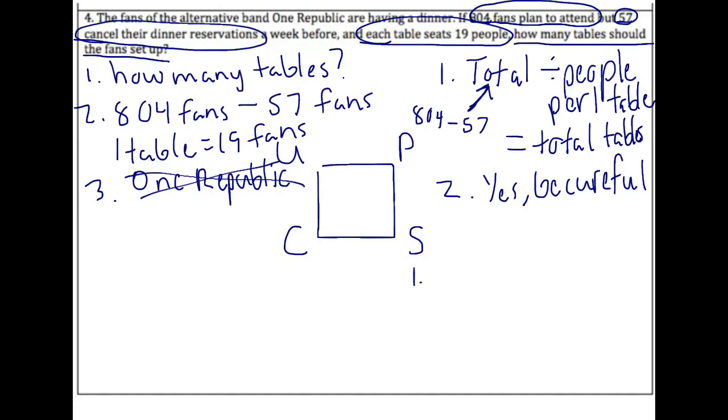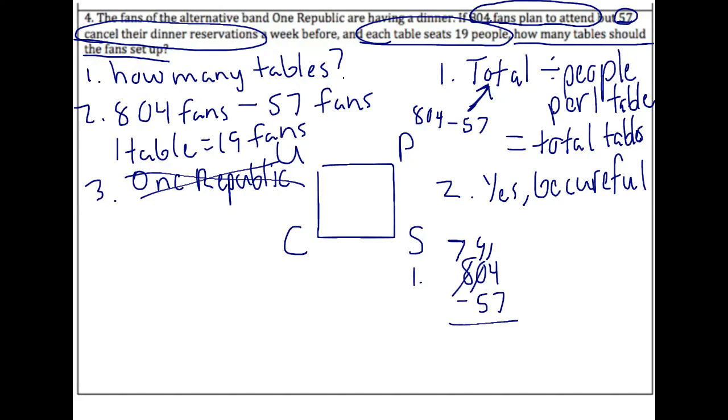So I'm going to put number 1 here. First thing I'm going to do is take 804 minus 57. So we're going to have to subtract those to figure out what's our actual total because 57 people canceled. Cancel means they didn't show up, so what we need to do is take them away. 7 take away from 4. Can't do it. I got to borrow. Draw a line through the 0. There's no value there, so I got to go to the 8. 8 becomes a 7. 0 becomes a 9. And then 4 becomes a 14.